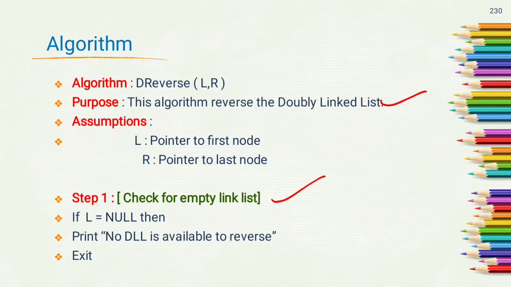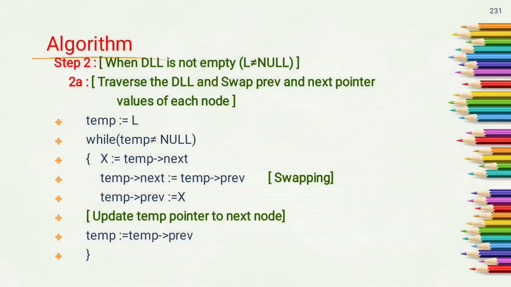Step 1 is check for empty linked list. If value of L equals to null, then print no doubly linked list is available to reverse and exit from this algorithm. If there is no node in doubly linked list, then how we can reverse a doubly linked list? So we have to exit from this algorithm. But if the value of L is not equals to null, that means doubly linked list is not empty.